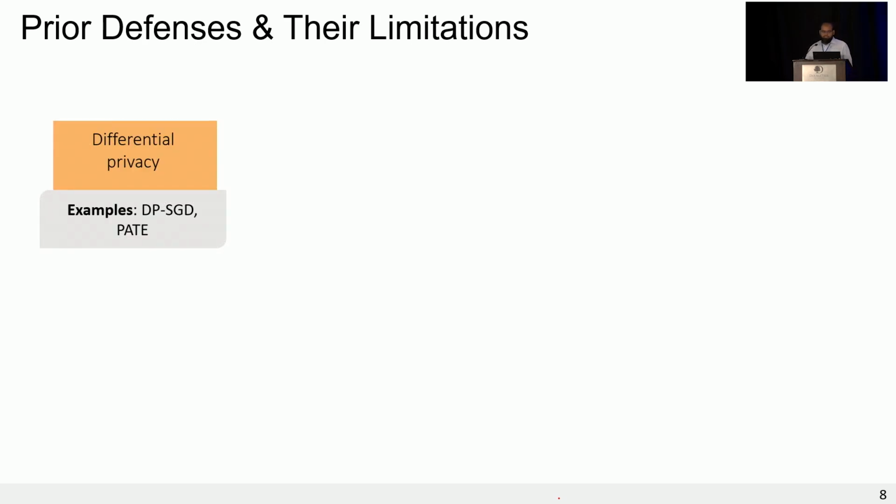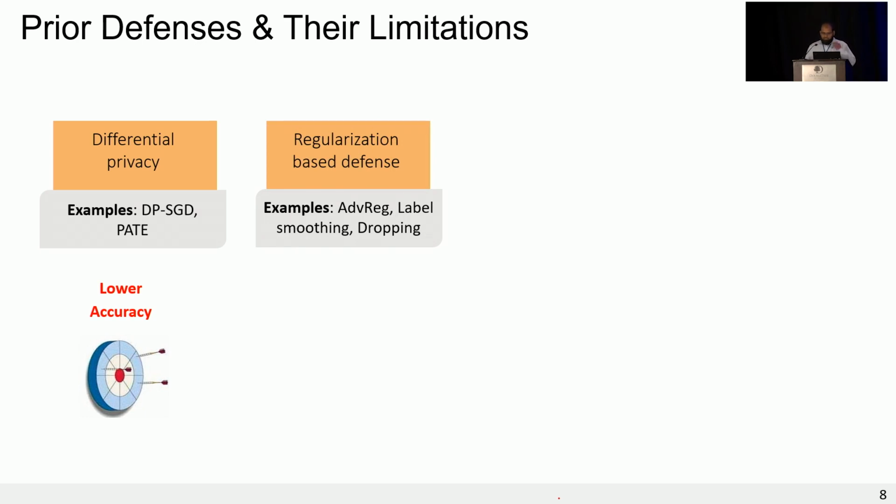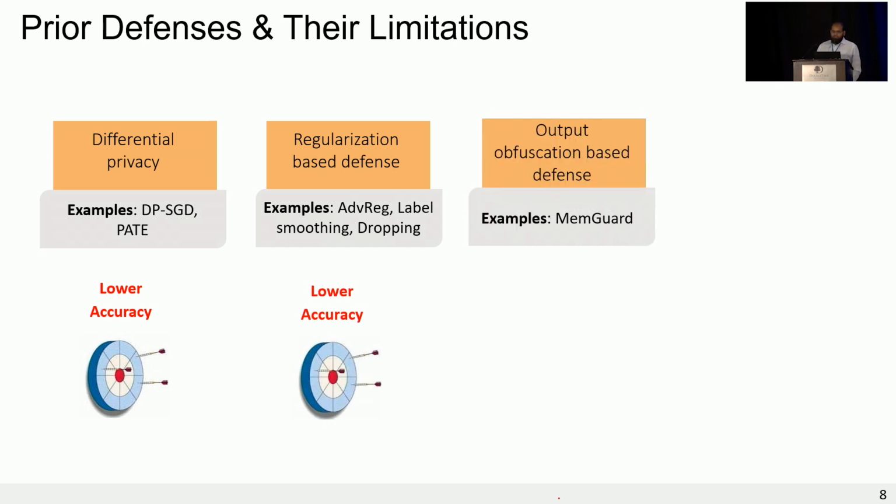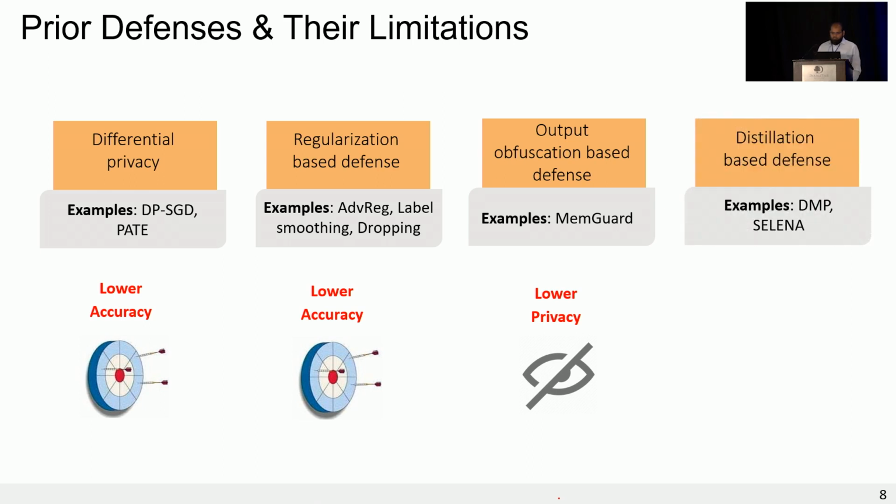There are lots of defenses against membership inference attacks so far. Based on differential privacy, for example DP-SGD or PATE, they have limitations of lower accuracy. Also some regularization-based defenses, for example adversarial regularization, label smoothing, or dropout, again have the limitation of lower accuracy. Also some output obfuscation-based defenses, for example MemGuard, maintain the utility but lower the privacy. And some distillation-based defenses, for example DMP or SELENA, which are the recent ones, suffer from higher computational cost because of using multiple models.